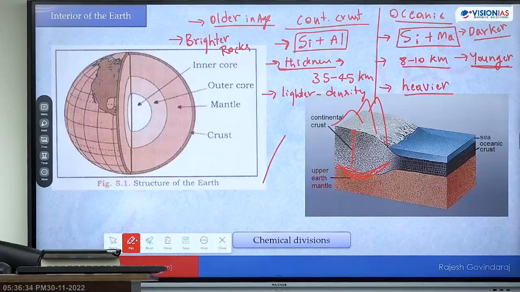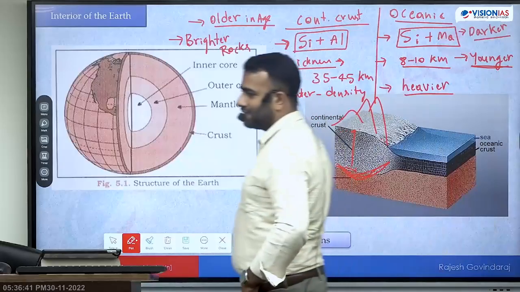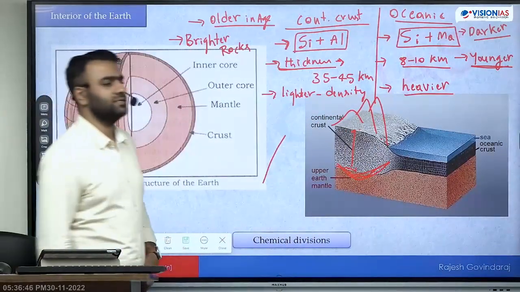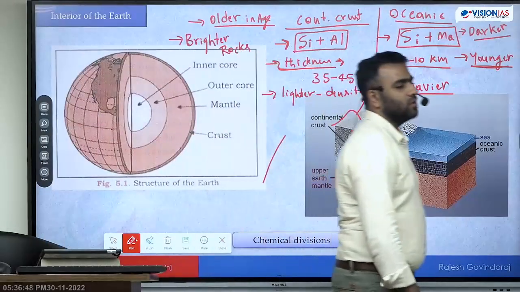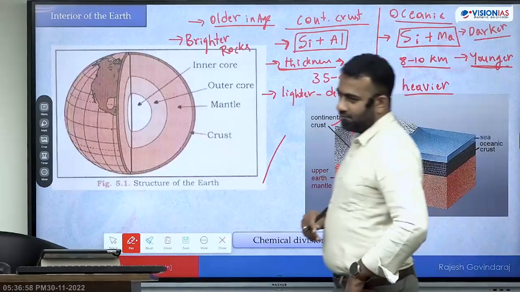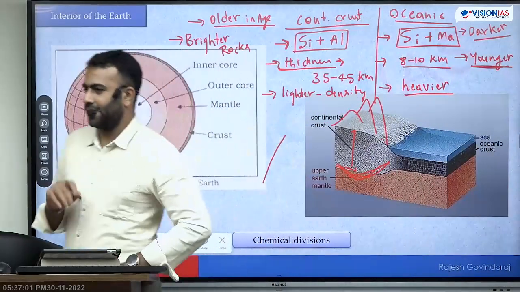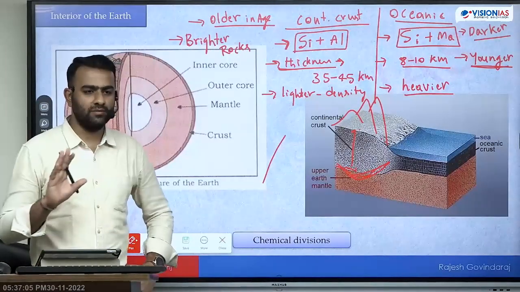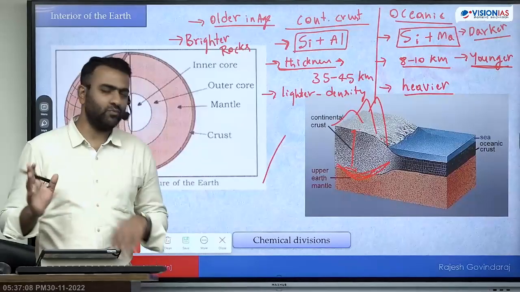So how is that? Both were originally there, right? When the Earth had evolved initially, both continental crust and oceanic crust were there. Yes, it was there. However, the original oceanic crust is no more. The oceanic crust continuously gets created and continuously gets destroyed. We'll understand in detail in plate tectonics, sea floor spreading, over there.